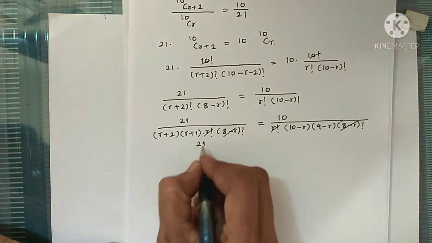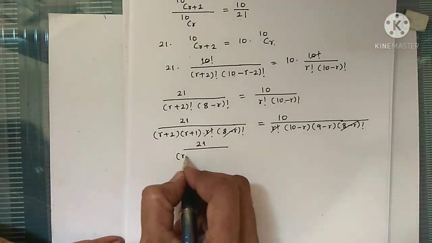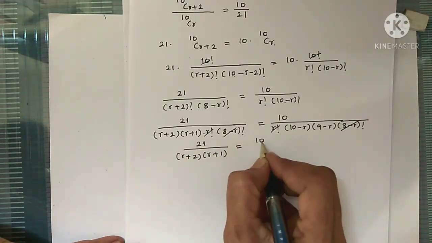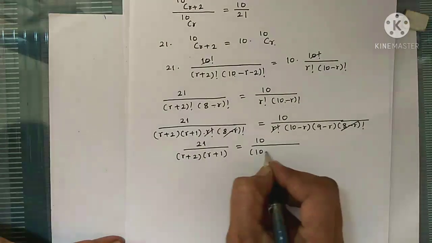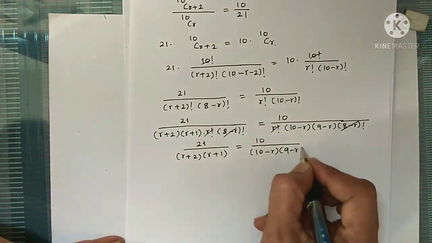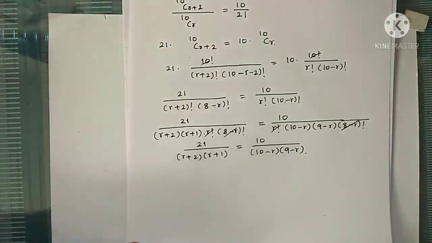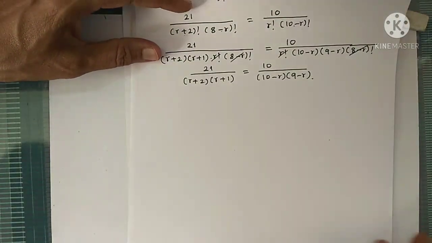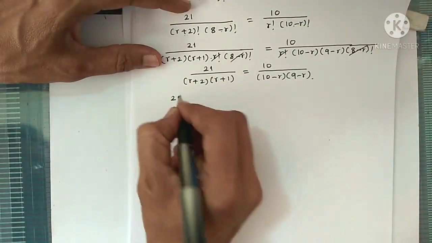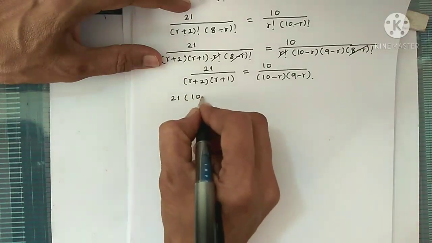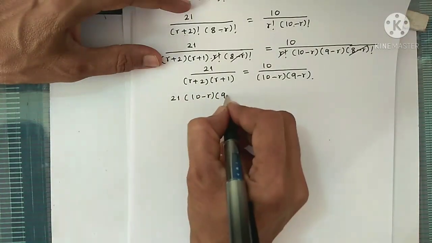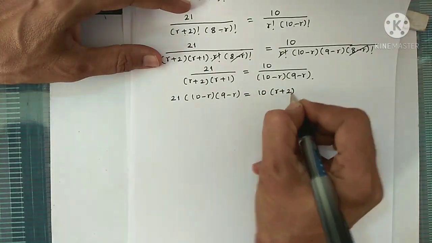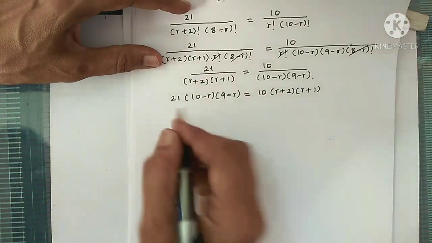So the remaining terms are now 21 divided by r plus 2, r plus 1, equals 10 upon 10 minus r, 9 minus r. Now here we have to multiply these brackets. We have to find out a quadratic in r and we have to solve it. So first let's again cross multiply. 10 multiplied by 10 minus r, 9 minus r. 10 into r plus 2, r plus 1.